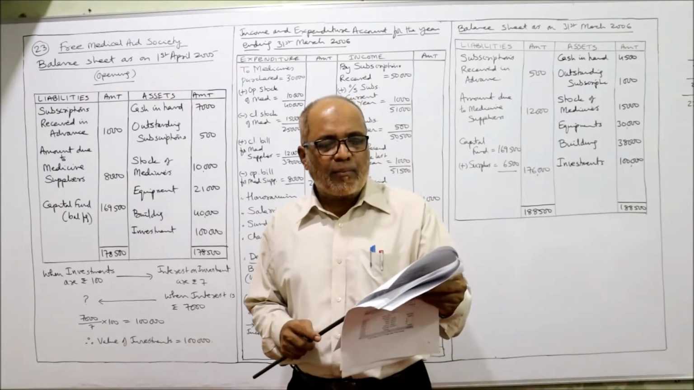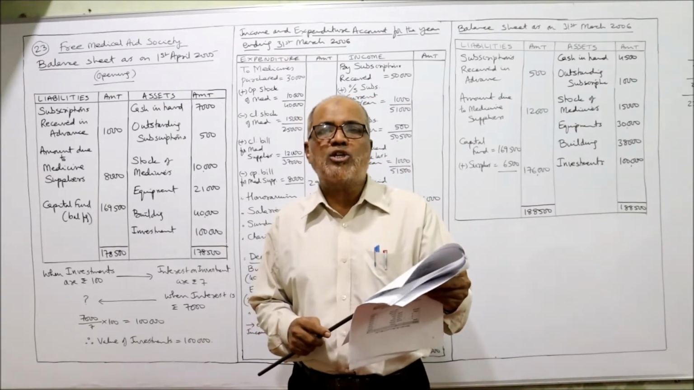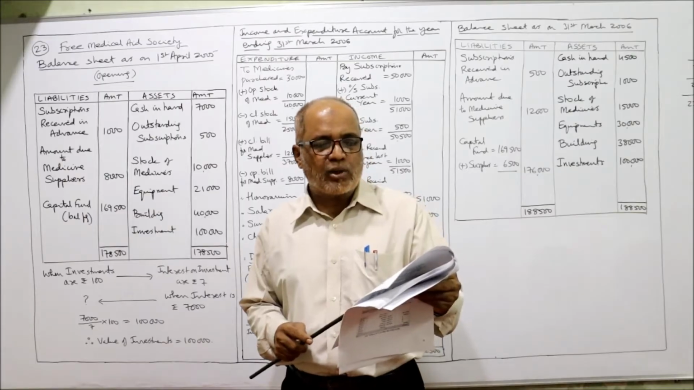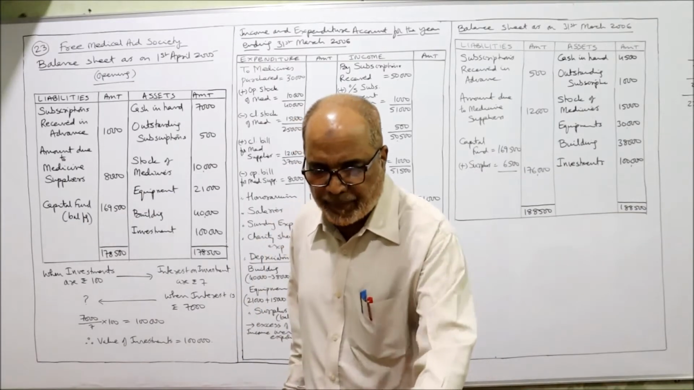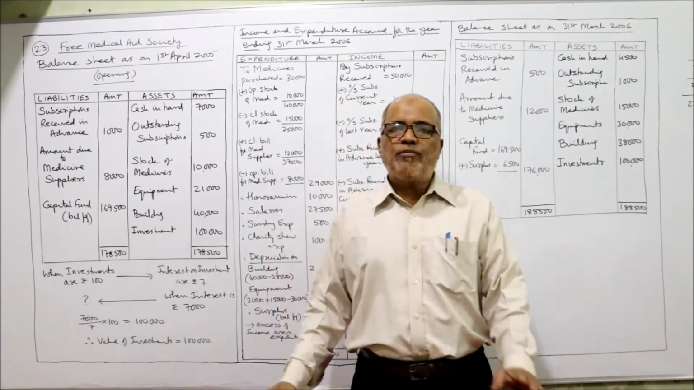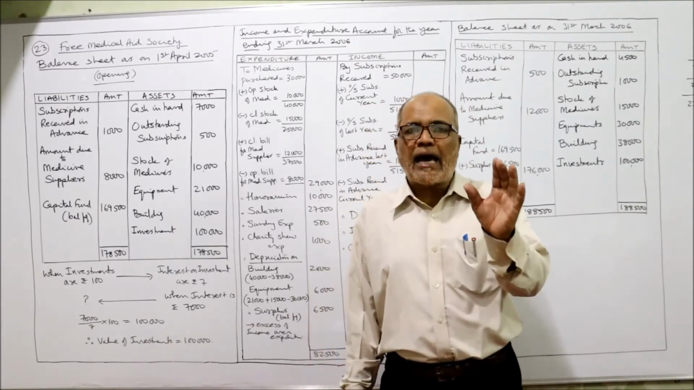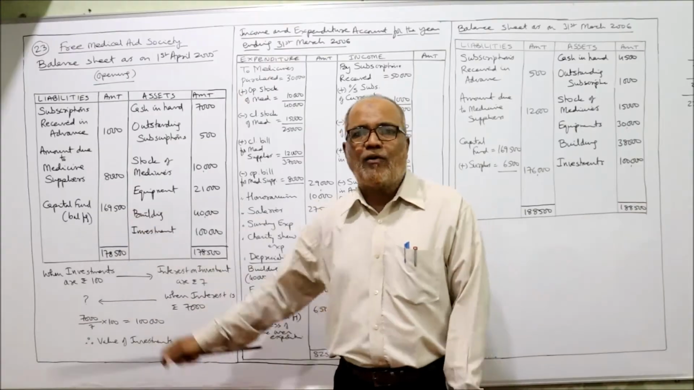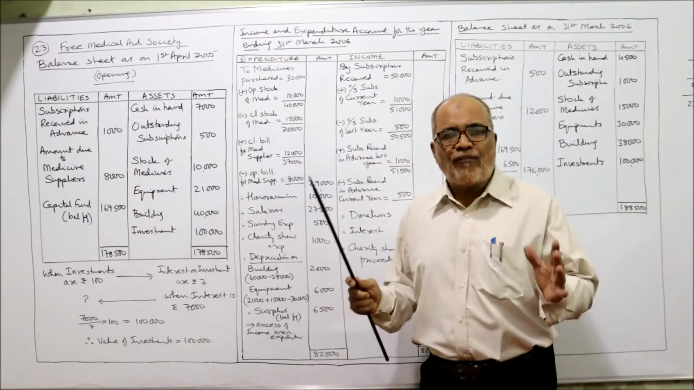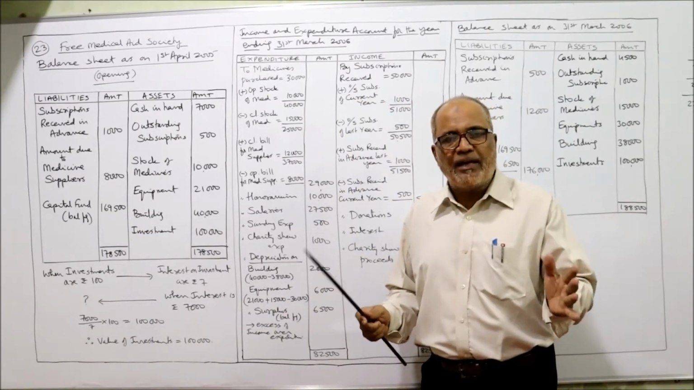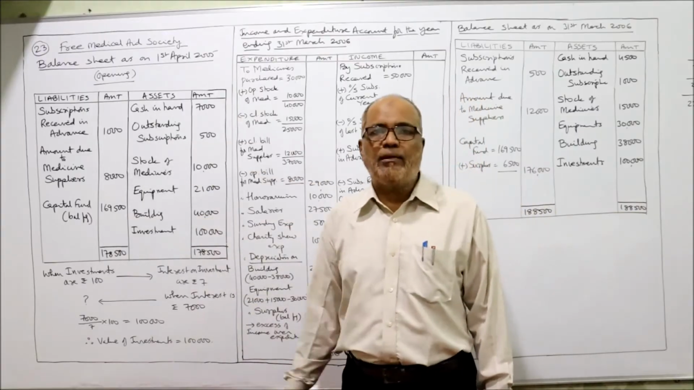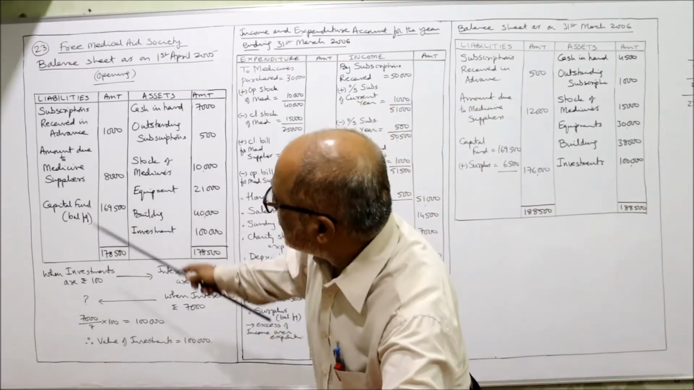You are required to prepare the income and expenditure account for the year ended 31st March 2006 and the balance sheet as on that date. Show all your working. First of all, before preparing the income and expenditure account, we have to find out the capital fund at the beginning of the year. For that, we have to make the opening balance sheet. Now we'll start.